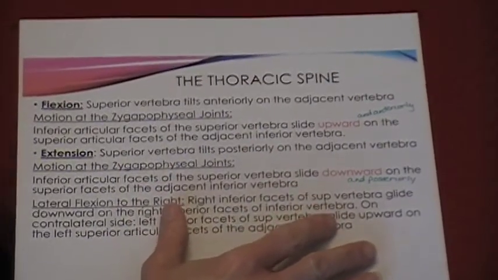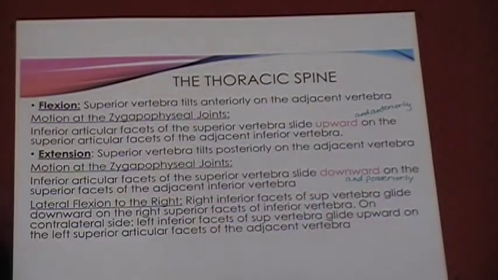Again, the movement that you're going to see at the zygapophyseal joints is similar to what you saw in the cervical area. In flexion, the superior vertebra is going to tilt forward, or anteriorly, on the adjacent vertebra. At the zygapophyseal joints, you're going to see the inferior articular facets of the superior vertebra sliding upward and anteriorly on the superior articular facets of the inferior vertebra. And then it's just going to be the opposite for extension.